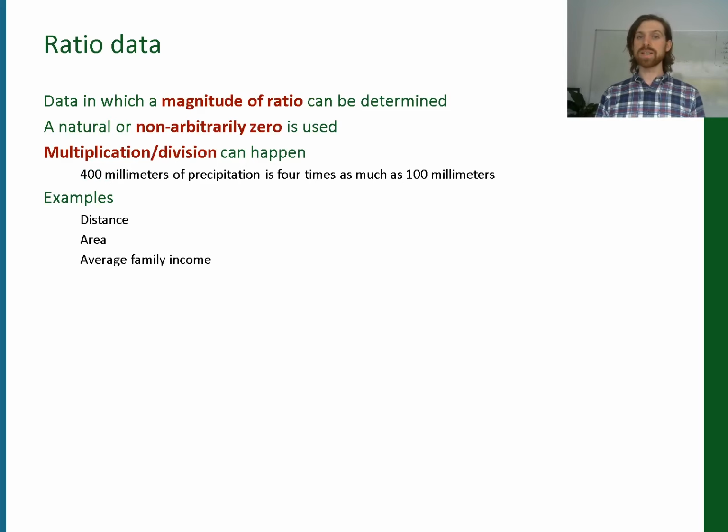Whereas with ratio data, this is data where we have a magnitude of some particular ratio, and we have some sort of natural 0 point, which is not just arbitrarily defined. We can, as a consequence, multiply and divide this type of information. Just one example here: 400 millimeters of precipitation is 4 times as much as 100 millimeters. So we have some ratio between the values that we have. And a good example here is distance or area or family income.